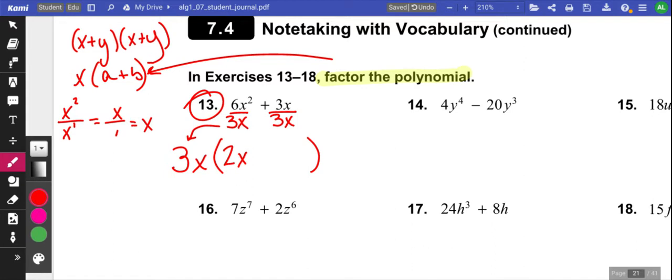Then, 3x divided by 3x. I know anything divided by itself is just 1, right? That's all we need to do. This is my final answer here.